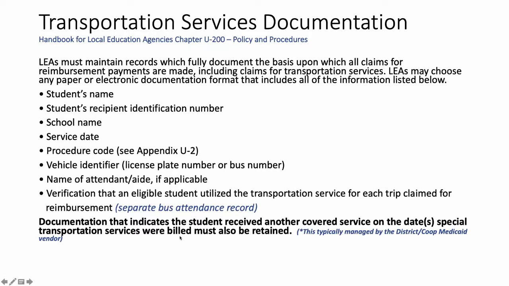Along with that, there needs to be documentation that indicates the student received the covered service on the dates that special transportation is being billed. Again, your third-party Medicaid vendor company has that structure and system in place, so they know when the student receives speech therapy or occupational therapy on a certain date, and then they can cross-reference that with the dates of the transportation record. So that's something they will assist you with. But pretty much for transportation documentation, you really have to have that separate bus attendance record to support that the student rode to and from on a day of service, that they received service.